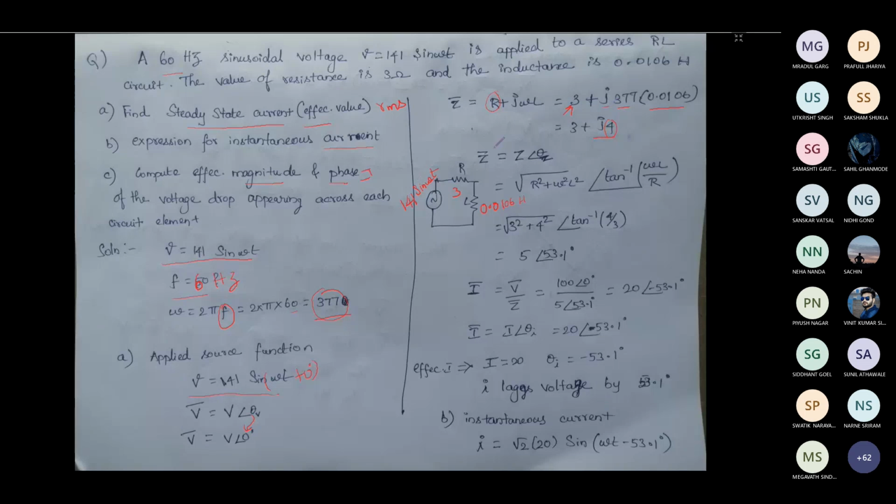Now this Z phasor has a magnitude and an angle. The magnitude can be given by root of R square plus omega square L square. That is given by 3 square plus 4 square, because omega L itself is 4. So we have taken 4 square. Then there is some angle, and that angle can be given by tan inverse of omega L divided by R. That is tan inverse of 4 by 3, which comes as 53.1 degree.